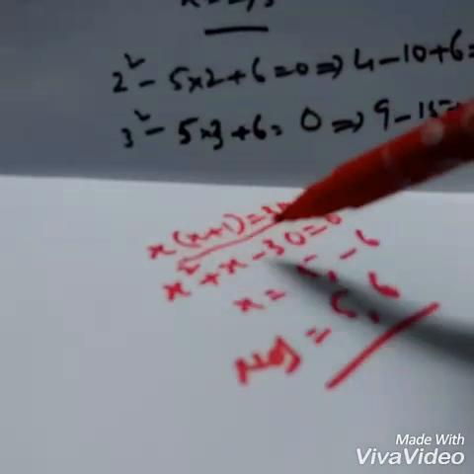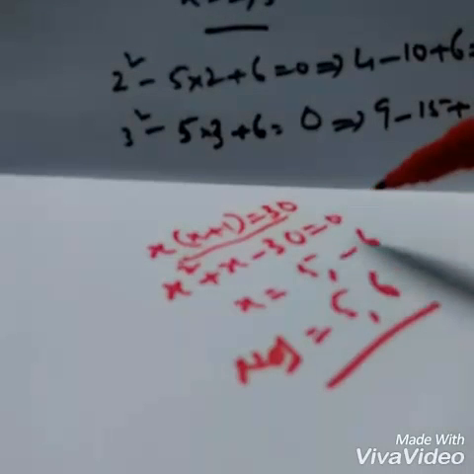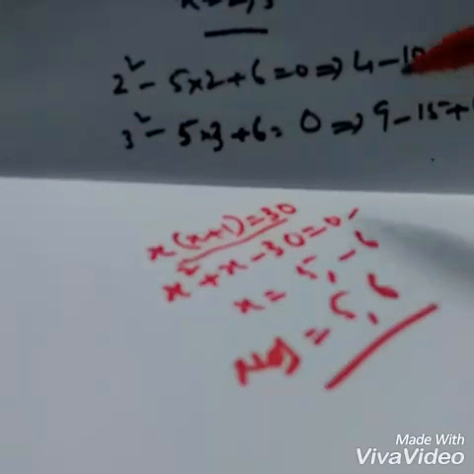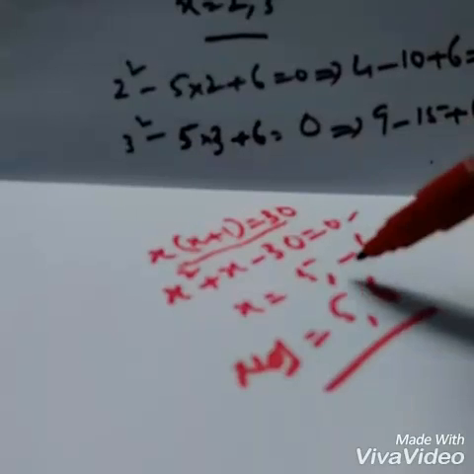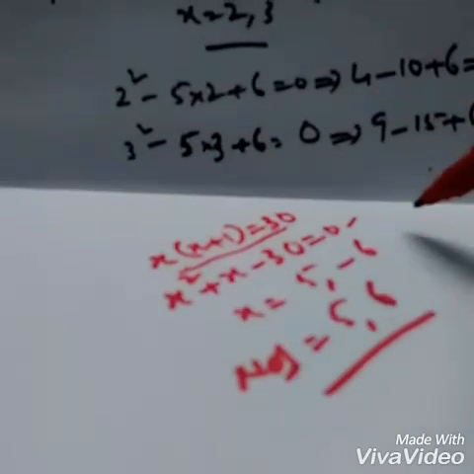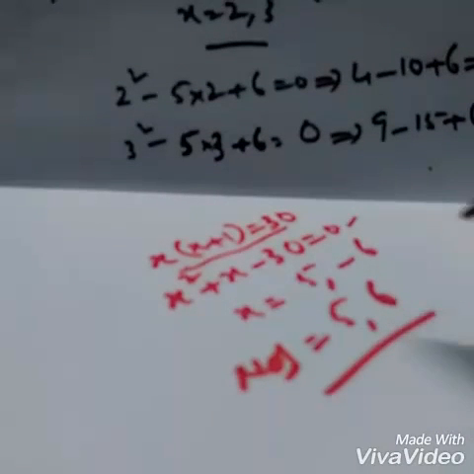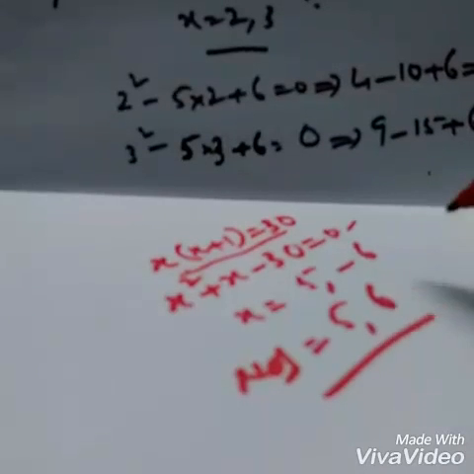If I simplify, I'll get x² + x − 30 = 0, which is a quadratic equation. If I solve this, I'll get x = 5 or −6. I discard −6 because it is negative, so I take x = 5. The numbers will be 5 and 6. They are consecutive natural numbers whose product is 30.